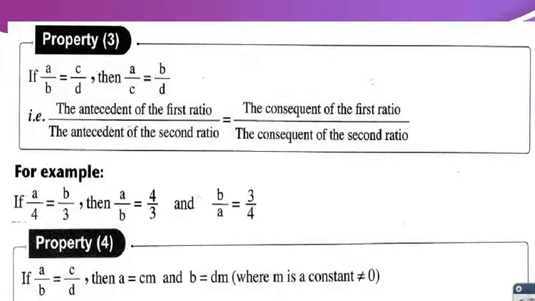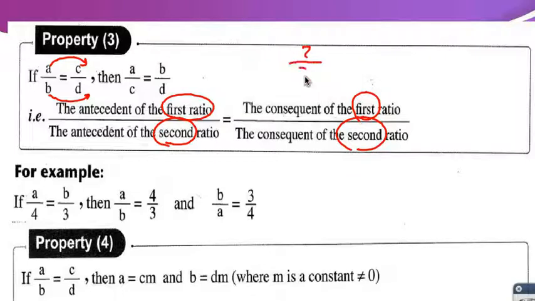Property number 3: if A over B equals C over D, then A over C equals B over D. Very, very important. The antecedent of the first ratio over the antecedent of the second ratio equals the consequent of the first over the consequent of the second. Again, antecedent over antecedent equals consequent over consequent.